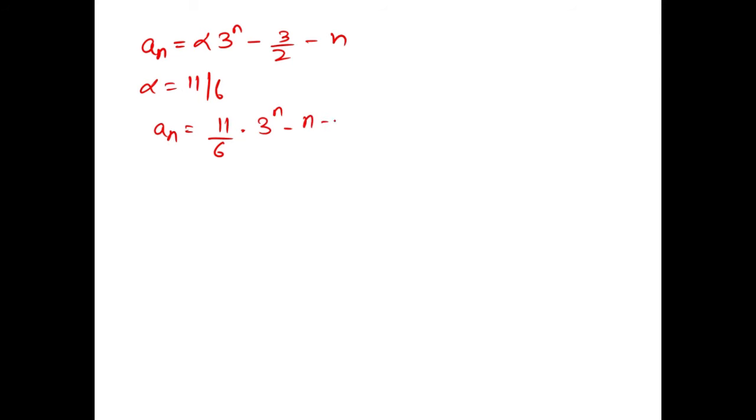Therefore we get an. Equation 4 was alpha 3 to the n - 3/2 - n. So substituting alpha equal to 11/6, we get an = 11/6 into 3 raised to n - n - 3/2 as the solution of the recurrence relation.